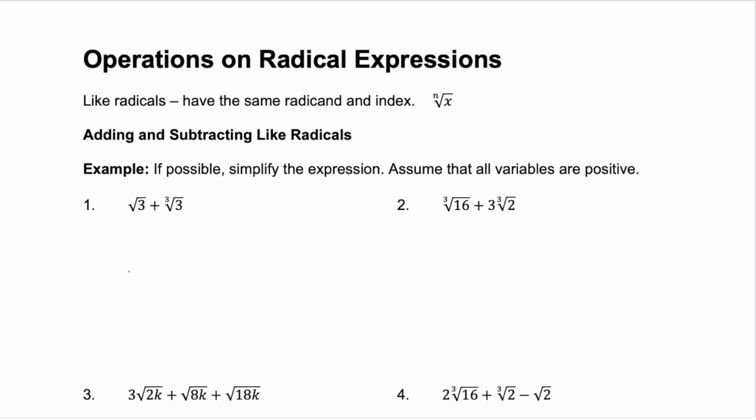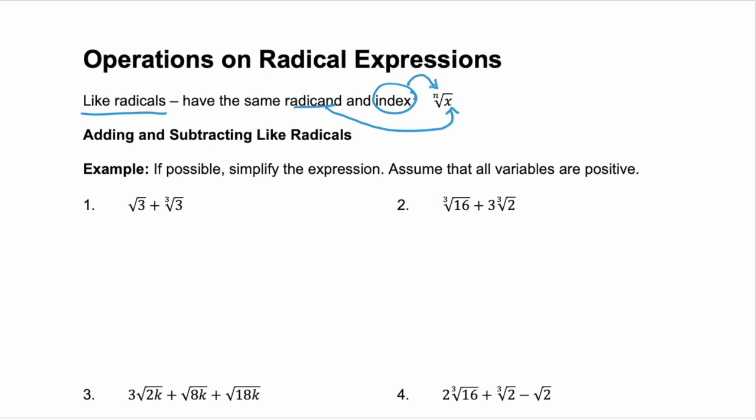And in order to add or subtract radicals, they need to be like radicals. And like radicals have the same radicand and the same index. Remember that the radicand is the number under the square root, so it's the x here. And the index is this little number on the outside, that n.